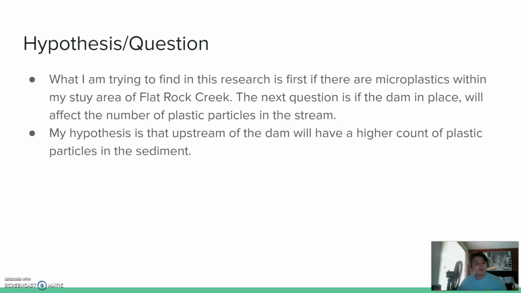And so my hypothesis is that the upstream side of the dam will have a higher count, due to dams being able to stop sediment flow, and that in turn will stop the plastic from flowing further downstream.